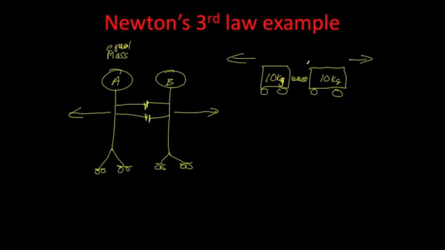Notice we're talking about two objects in all these different scenarios. In this scenario, we're talking about two students. In this scenario, two cars. In our rocket example, we're talking about the rocket and the Earth. Okay? The soccer ball and the foot. So Newton's third law is different from balanced forces because they're acting on two different objects.